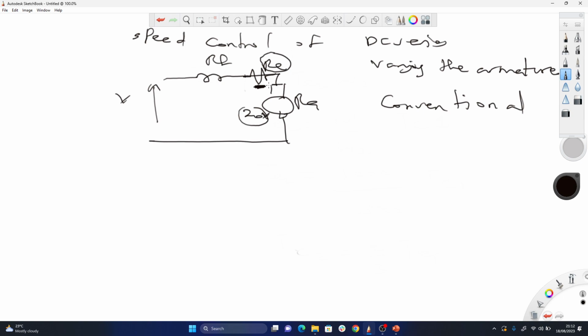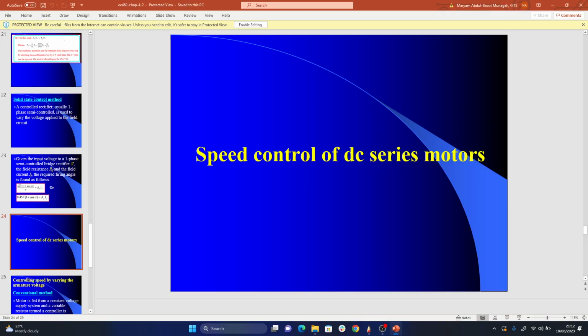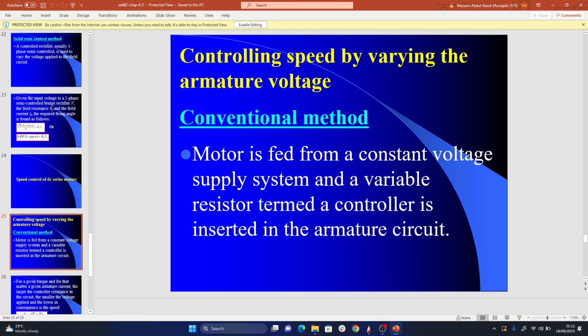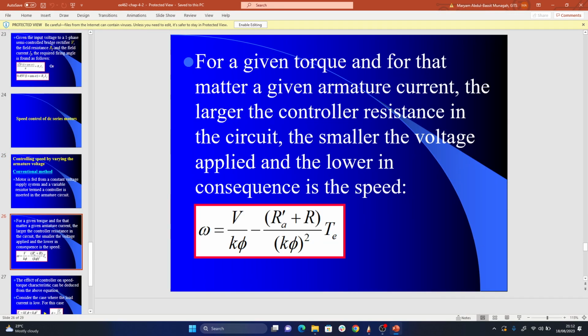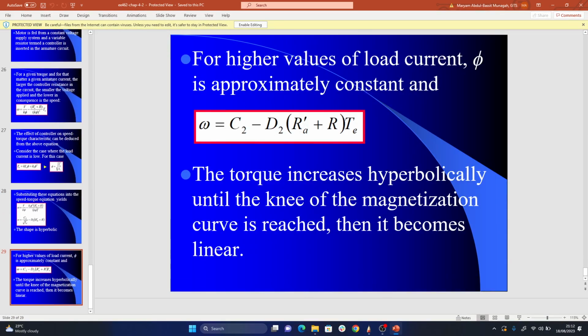So that's what they do. They add what's called the controller resistor. You put it there to cause a voltage drop to reduce the voltage that gets to the armature. And once I can do that, I can vary the speed. So that's it.